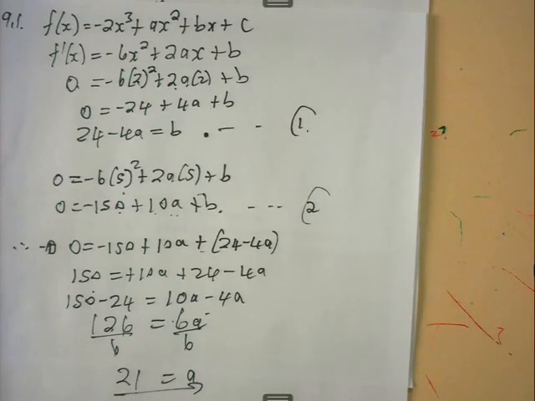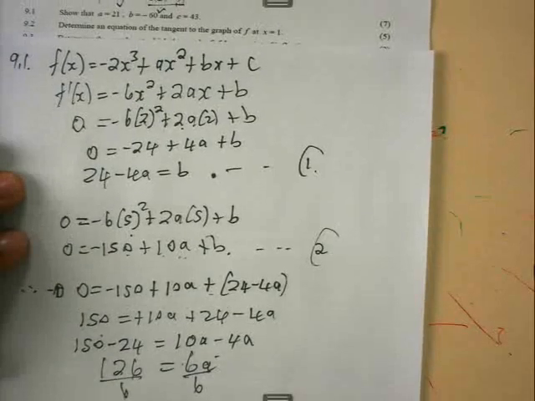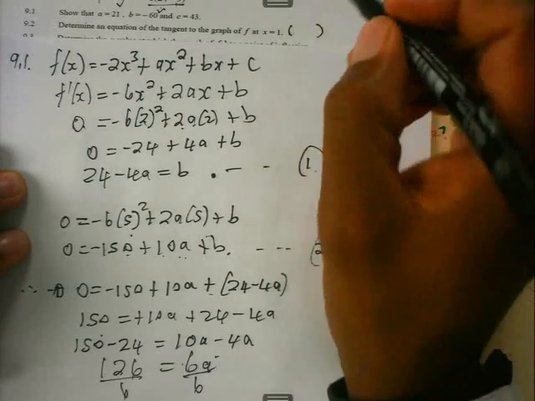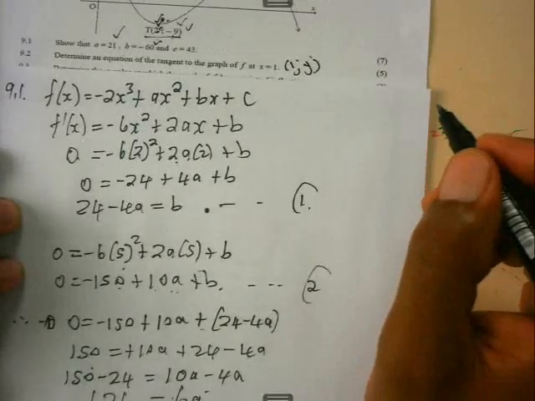Okay, thank you, boys and girls. I think now you have this right. Of course, 9.2 was to determine the equation of the tangent to the graph of f at x is equals to 1. You looked at this one yesterday. X is 1. Now you need to find the y value here.